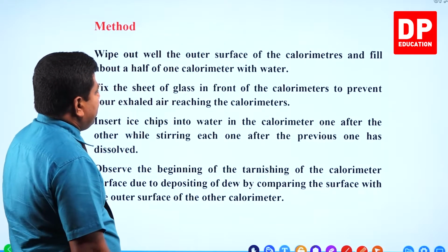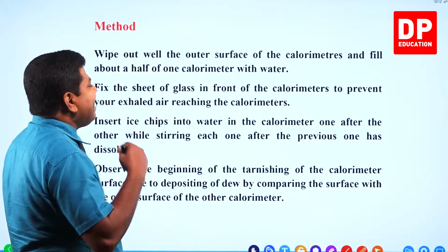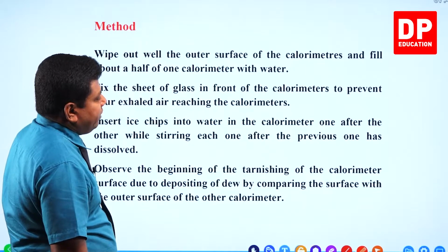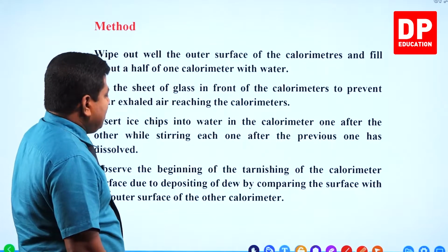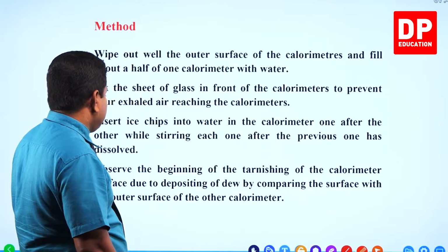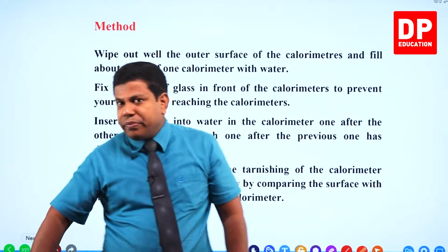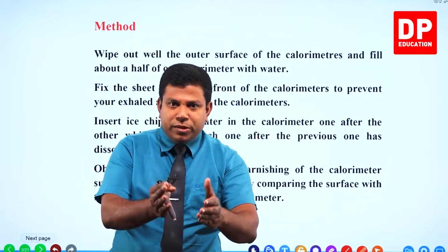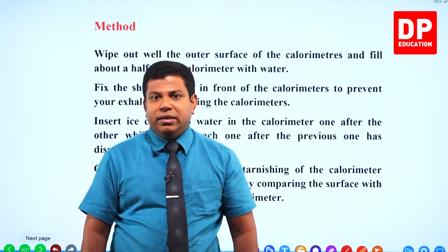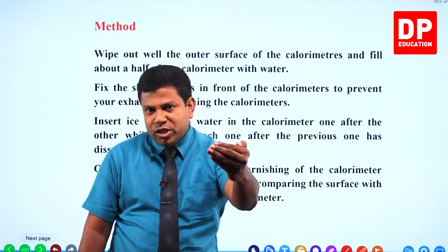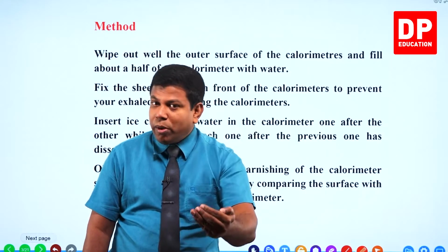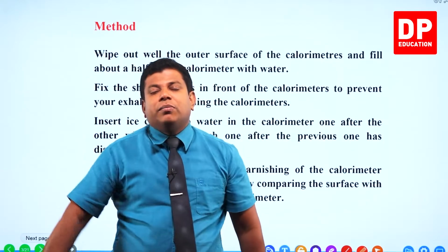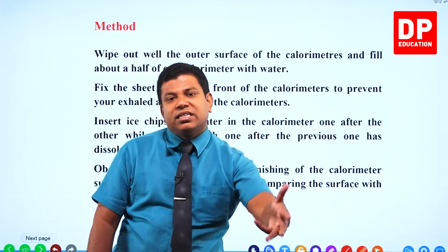Fix the sheet of glass in front of the calorimeter to prevent your exhaled air reaching the calorimeters. Insert ice chips into water in the calorimeter one after the other, while stirring, each one after the previous one has dissolved. Now this is important. If you suddenly add a big cube, or if you add lot of ice chips at once, what will happen? Suppose your dew point is 22 degree, if you have added lot of chips at once, the temperature might go to a much lower point. Say temperature reaches 15 degree.